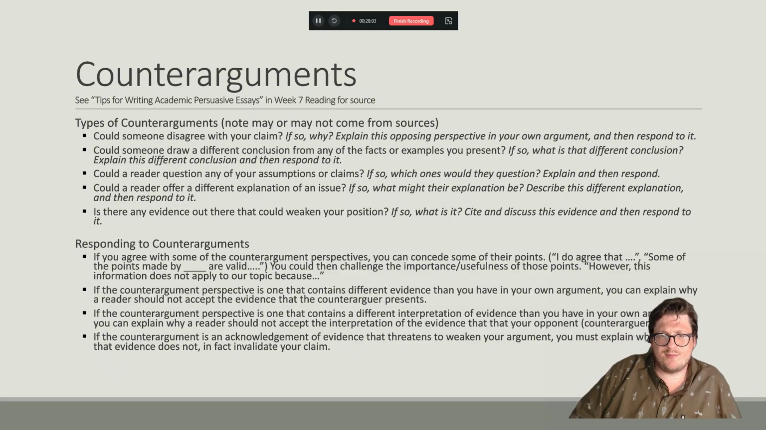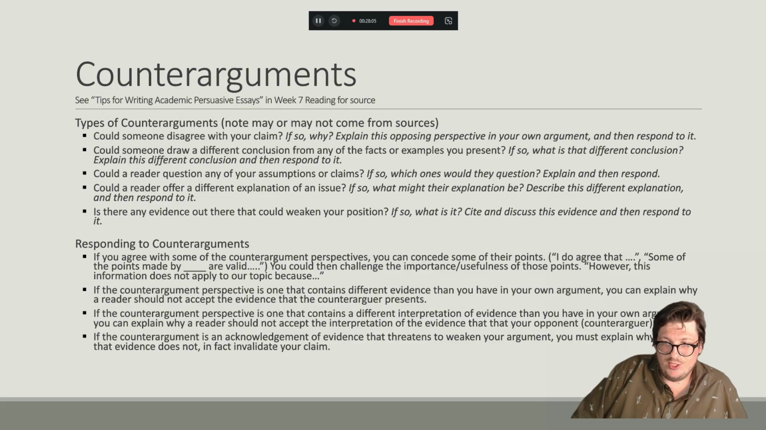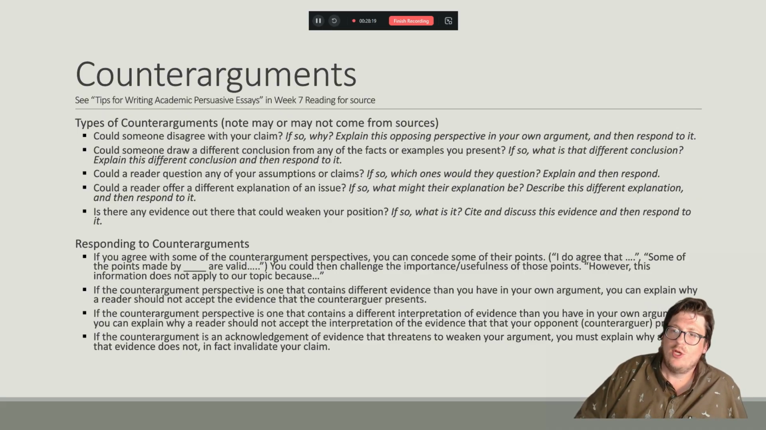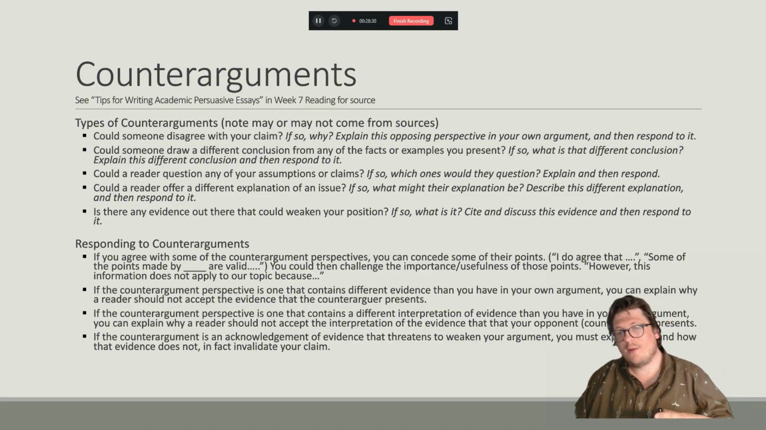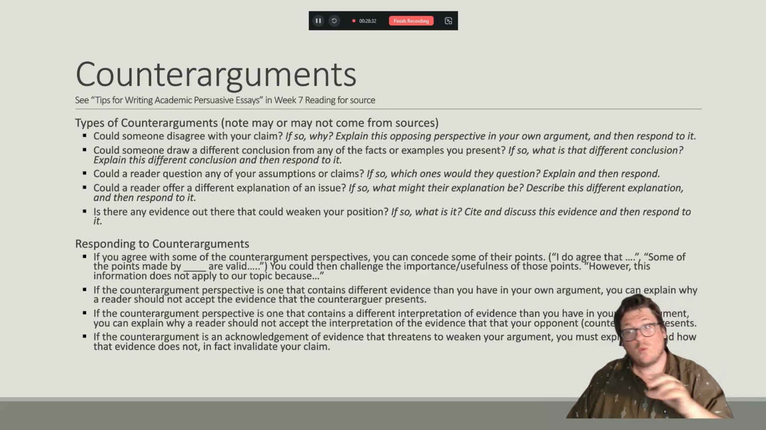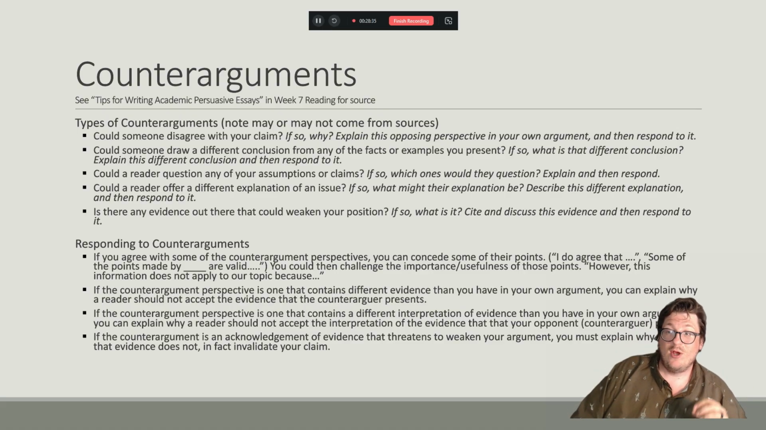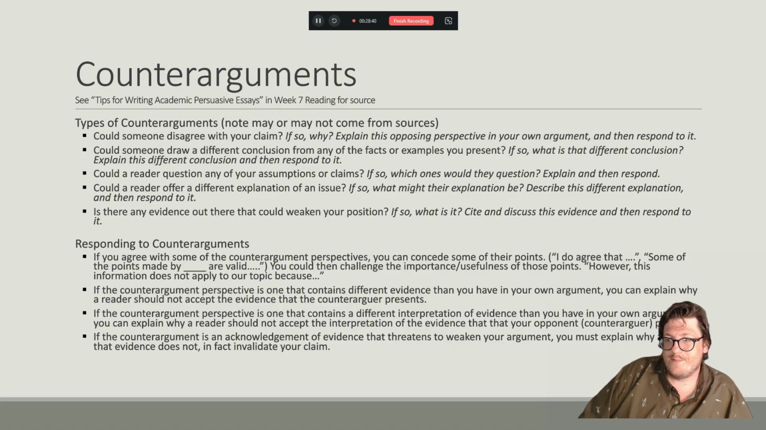If the counter-argument perspective is one that contains different evidence than you have in your argument, you can explain why a reader should not accept that evidence that the counter-arguer presents. If the counter-argument perspective is one that contains a different interpretation of evidence that you have in your own argument, you can explain why a reader should not accept that interpretation of evidence that your opponent, the counter-arguer, has given them. Or if the counter-argument is an acknowledgement of evidence that threatens or weakens your argument, you must explain why and how that evidence does not, in fact, invalidate your claim, right?